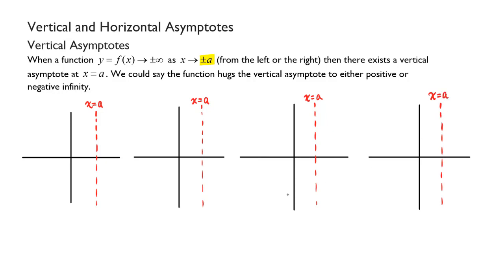Notice they're all in the same place, but they could be anywhere along the x-axis. That's why it says plus or minus A. So now we're going to say as x approaches A from the left. Notice that I have this little negative symbol that kind of looks like an exponent. That means from the left.